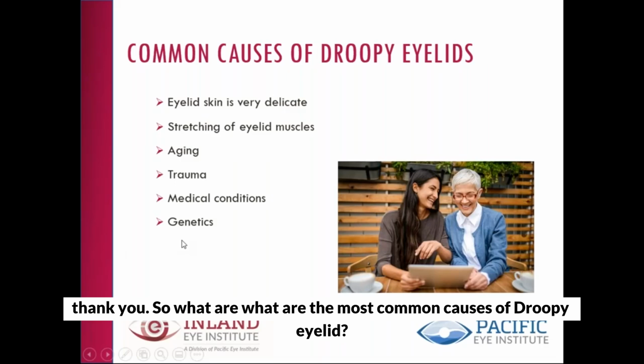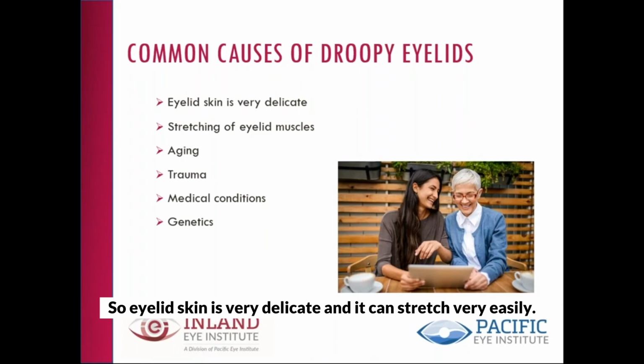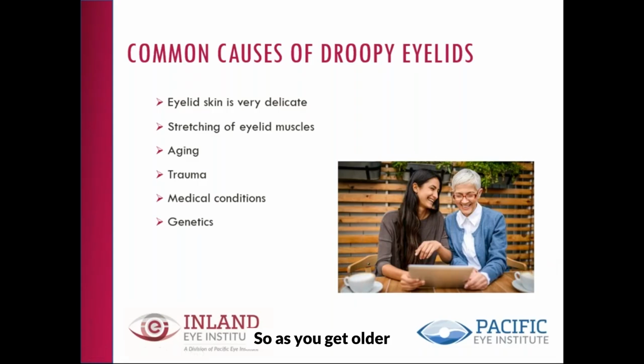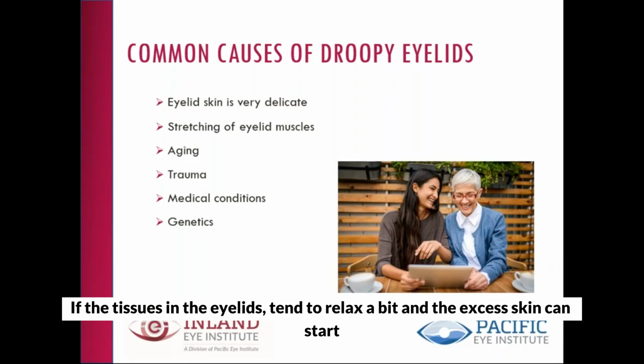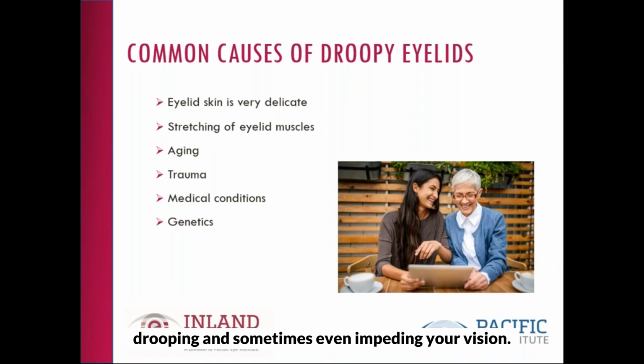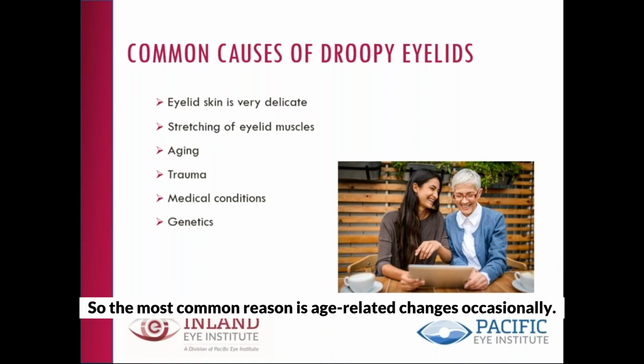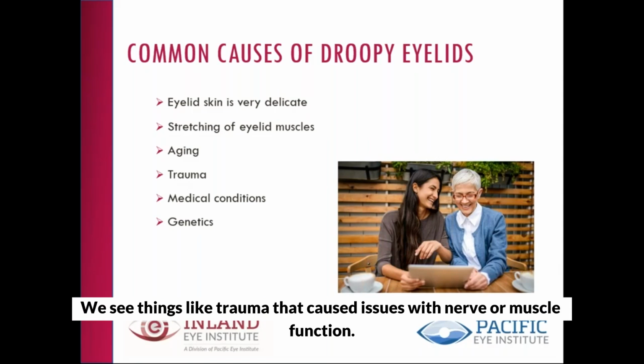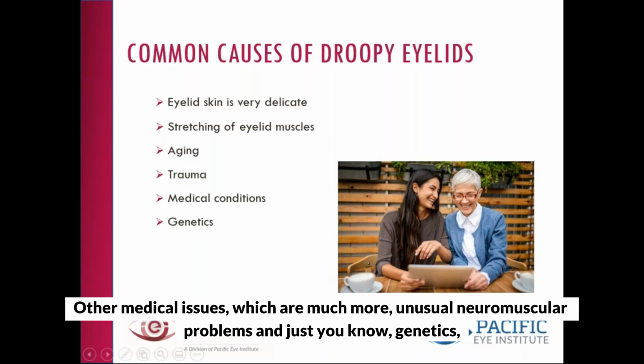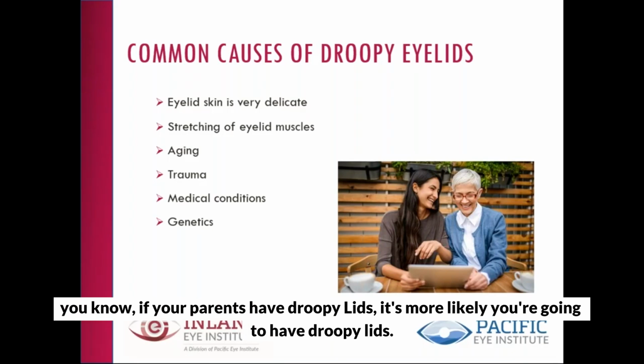Okay, thank you. So what are the most common causes of droopy eyelids? So eyelid skin is very delicate and it can stretch very easily. So as you get older, the tissues in the eyelids tend to relax a bit and the excess skin can start drooping and sometimes even impeding your vision. So the most common reason is age-related changes. Occasionally we see things like trauma that cause issues with nerve or muscle function, other medical issues which are much more unusual, neuromuscular problems, and just genetics. If your parents have droopy lids, it's more likely you're going to have droopy lids.